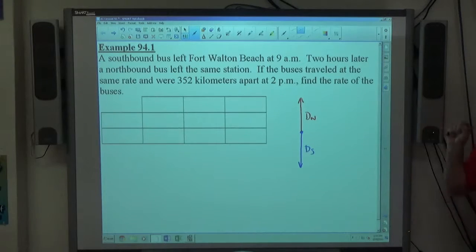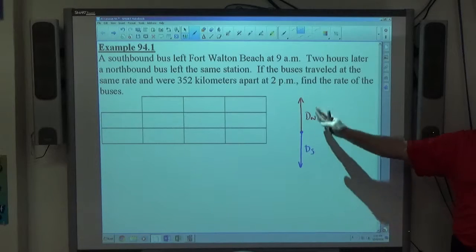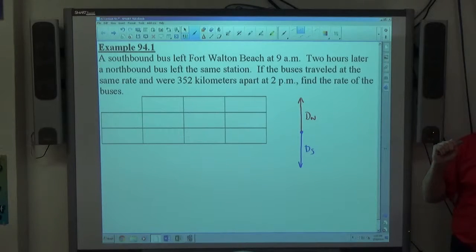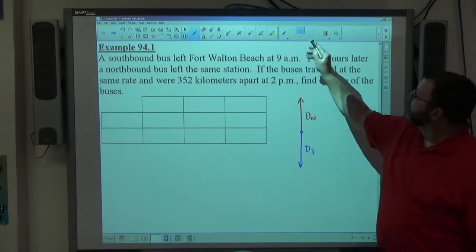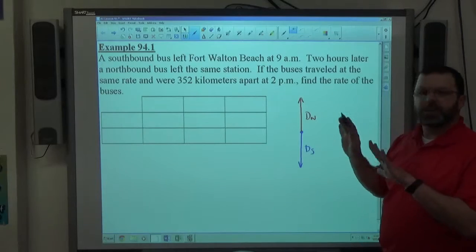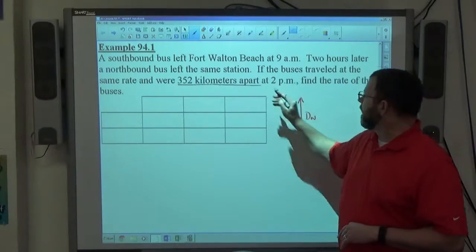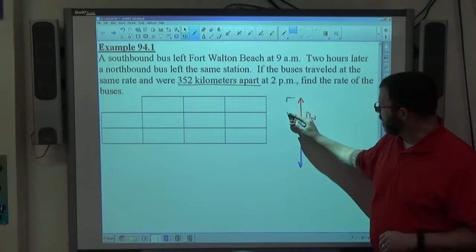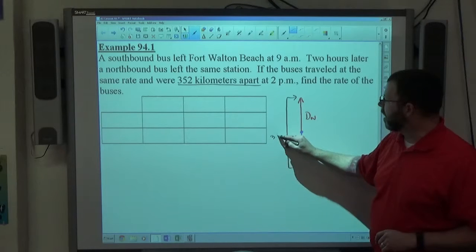Okay. No words I've read imply that those distances are equal to each other, they just went some distance. So they're moving in a direction. This one's going south, that one's going the opposite direction, north. And it says the buses traveled at the same rate, and we're 352 kilometers apart at 2 p.m. So, again, I'm focusing on distance only when I'm drawing this picture. 352 kilometers apart. That means the ending position of the northbound bus and the ending position of the southbound bus is 352 kilometers.